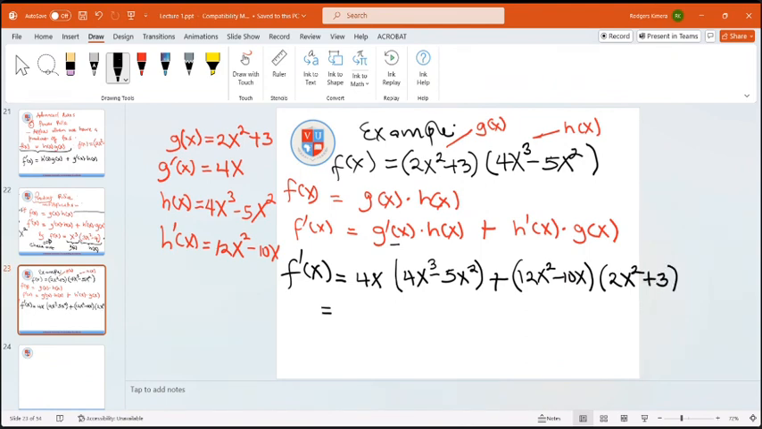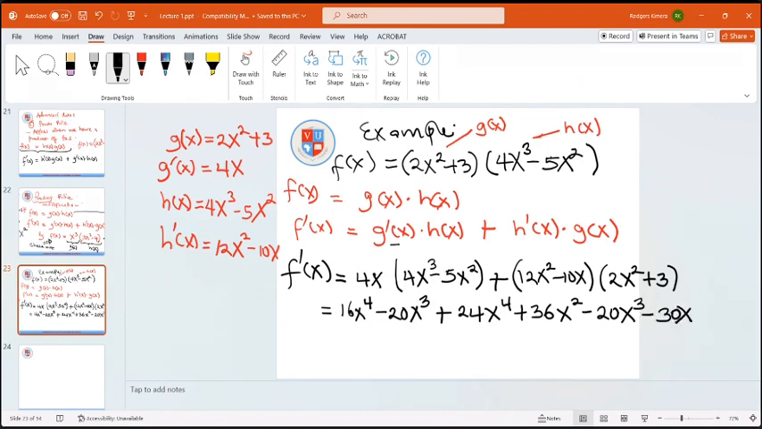We need to expand this and simplify, giving me 16x^4 minus 20x^3 plus 24x^4 plus 36x^2 minus 20x^3 minus 30x. So I have just expanded, multiplying out of the bracket. Is that step clear? I have just multiplied out. Yes, it's very clear.